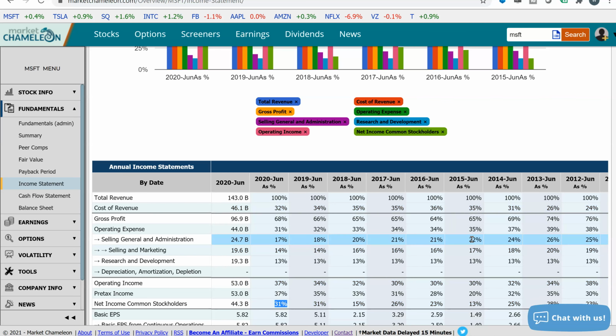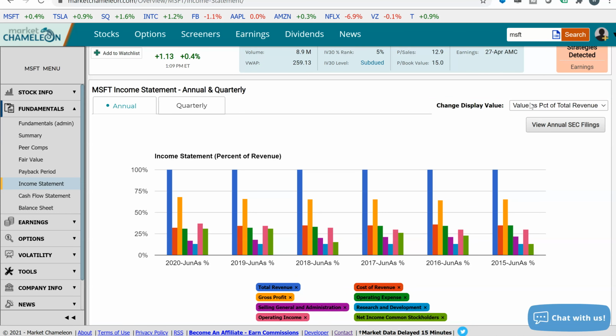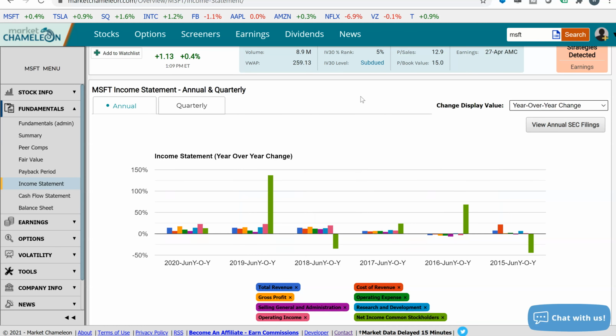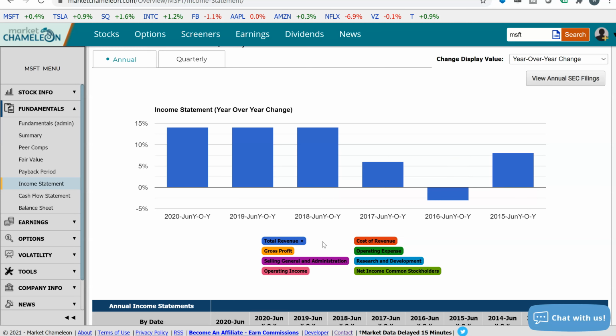The other percentage statement is year-over-year growth. So since we went over this one, let's switch it now to year-over-year change. I'm going to switch it here. Here we have a graphical view. And if we wanted to just look at only one type of metric, let's say total revenue, we could switch it to total revenue to see its percentage growth year over year.